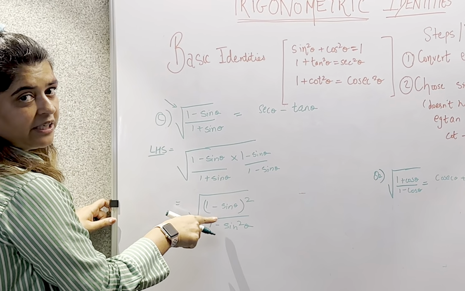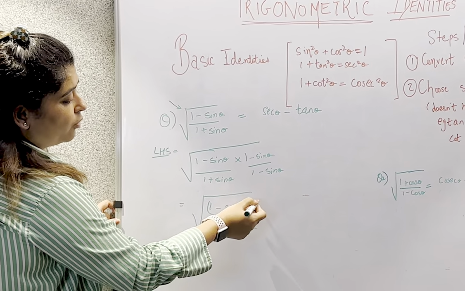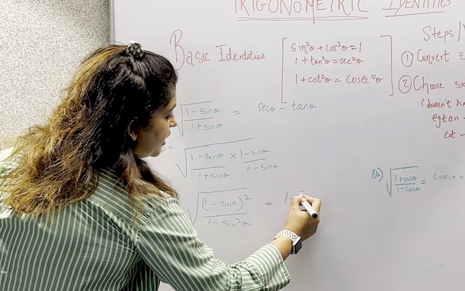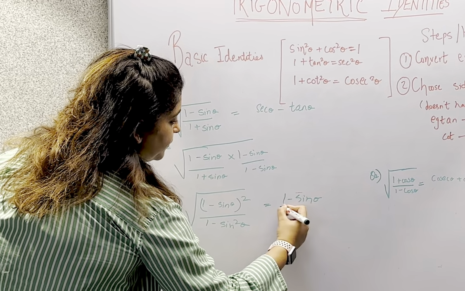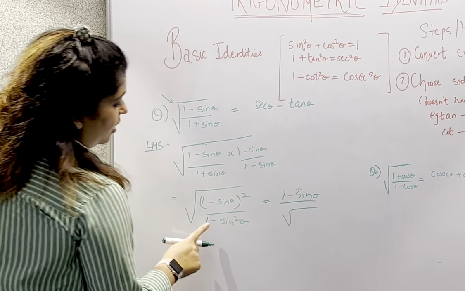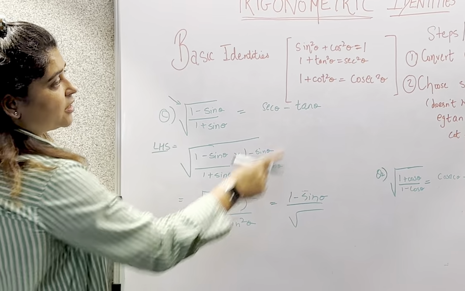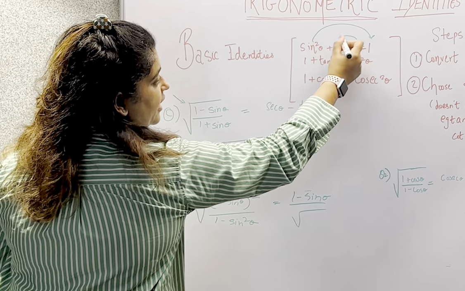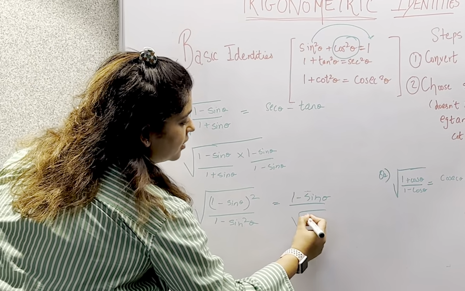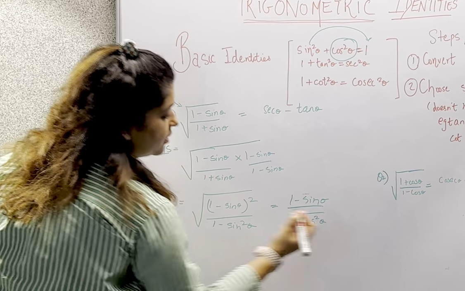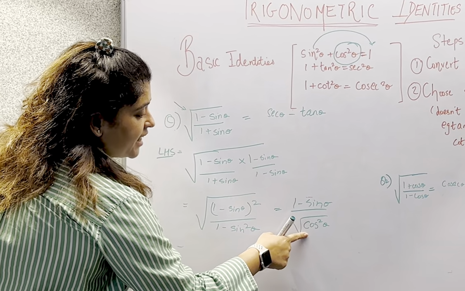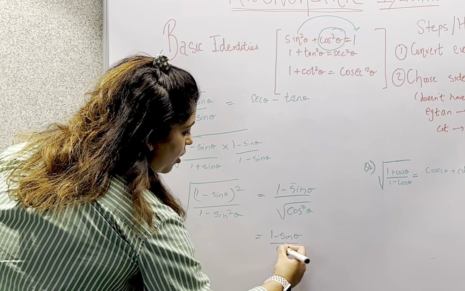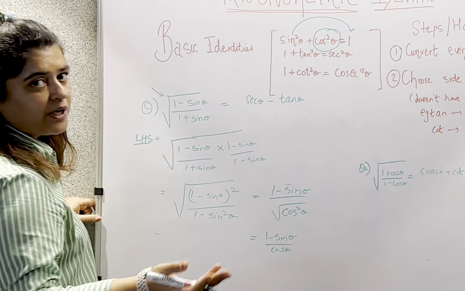Now, the numerator is a perfect square. So, my square root and the square can get cancelled. We can get rid of it. So, we write 1 plus sine theta. And in the denominator, what is 1 minus sine square theta? Go to identity number 1. 1 minus sine square theta is cos square theta. So, I write cos square theta. Now, next step. What is the square root of cos square theta? Cos theta. And we are almost done.